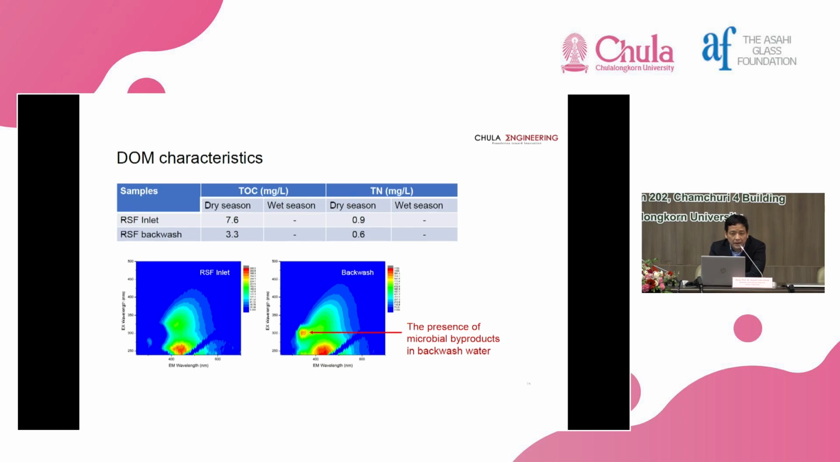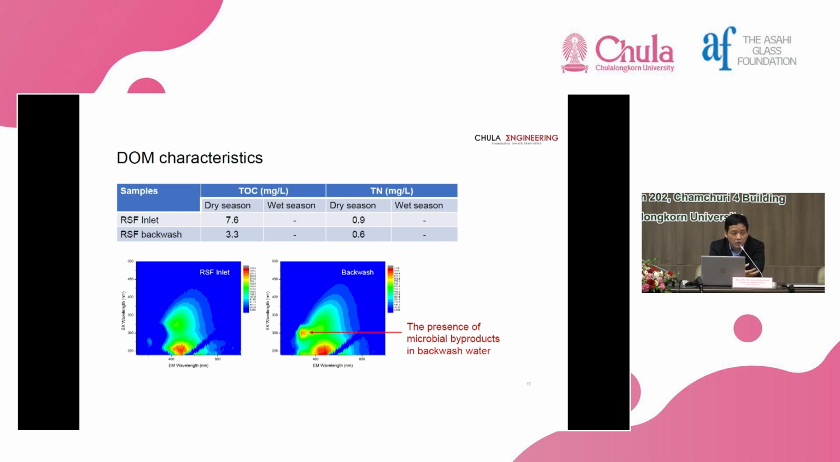But please let me remind you that manganese-oxidizing bacteria need to use an organic carbon source. So it's meaningful to look inside at what types of organics are present in the water. We use several techniques. The very simple one is the three-dimensional excitation emission matrix, with which we can roughly identify the groups of organics present in the inlet of the rapid sand filter and in the backwash water.